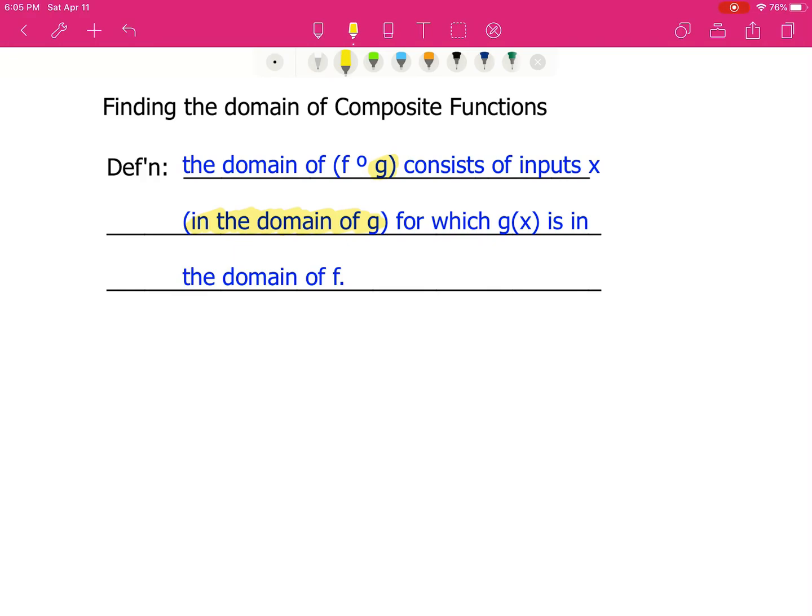So the domain of f of g consists of inputs x in the domain of g, for which g of x is in the domain of f. Very confusing, right? So let me try and show you here. This is what it's trying to say. I'm going to find the domain of g. So what x is allowed to go into g?